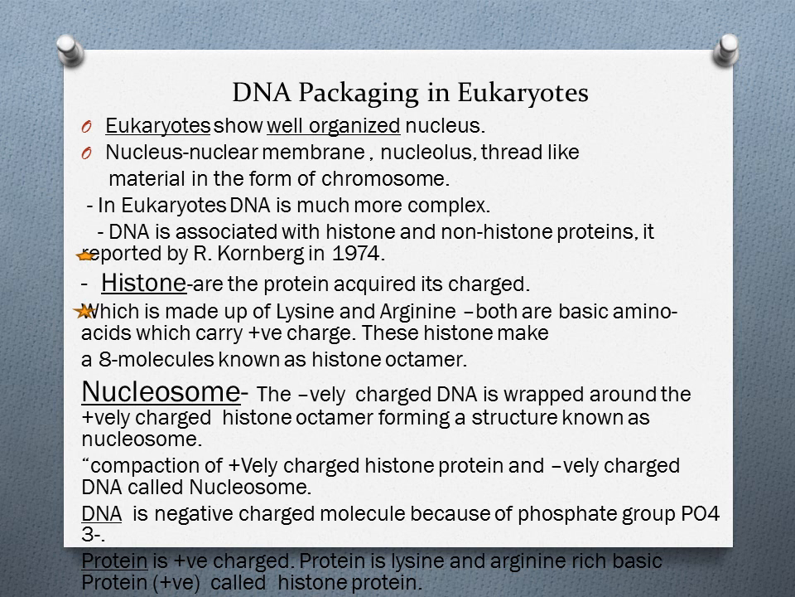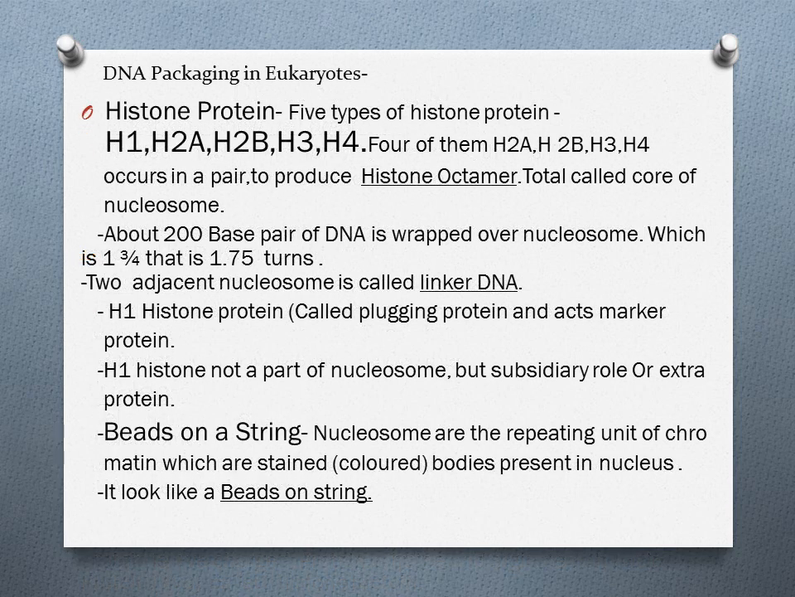Here DNA is the negatively charged molecule. Why is DNA negatively charged? Because of the phosphate group, PO4 3-. Because of that phosphate group DNA is negatively charged. That protein which is positively charged is a lysine and arginine rich basic protein, called histone protein. Here, in DNA packaging in eukaryotes, that is the histone protein.